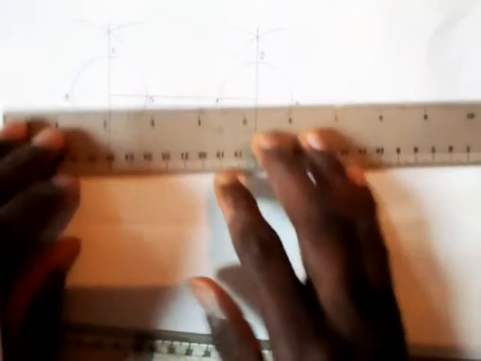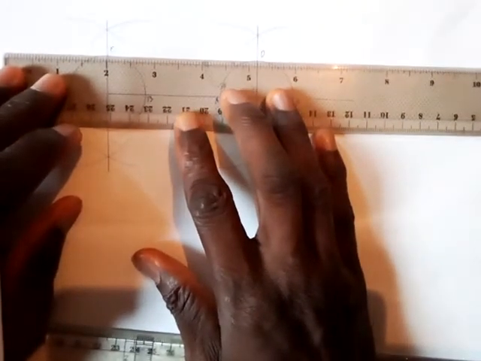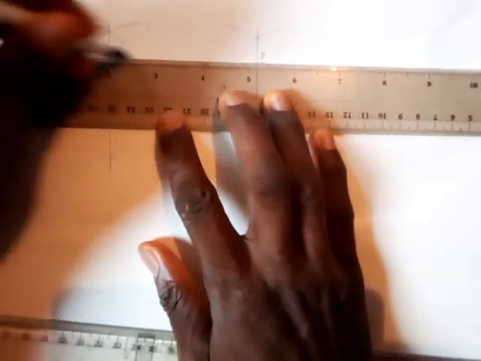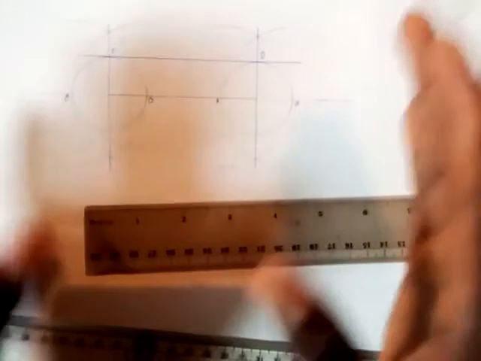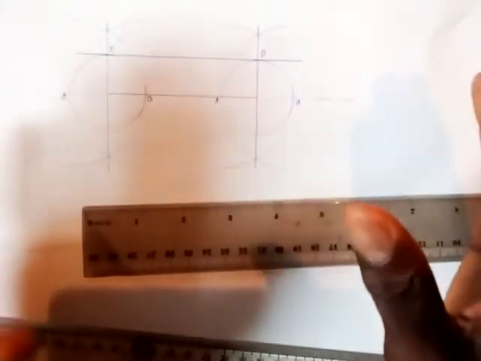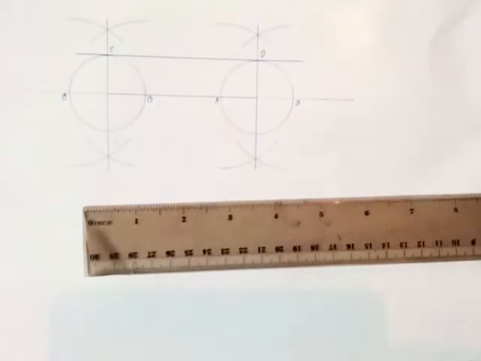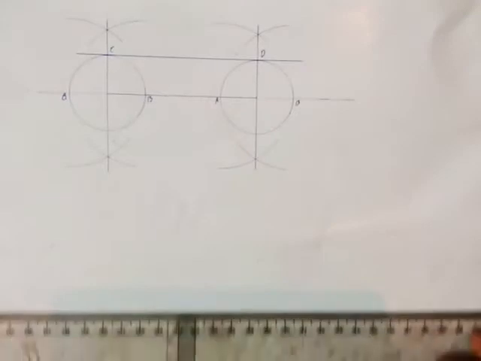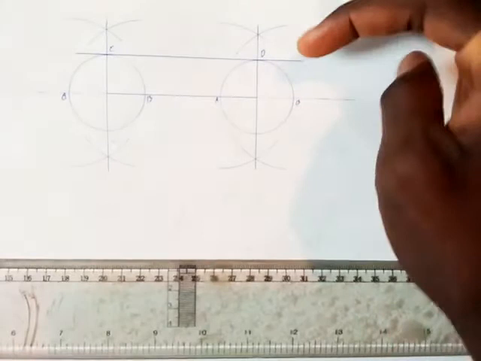So now we draw a line through these 2 points. So the line goes like this. Okay, so this line is the common external tangent to 2 equal circles. So the next thing I'm going to do now is to draw the common internal tangent to 2 equal circles. This is an external tangent.